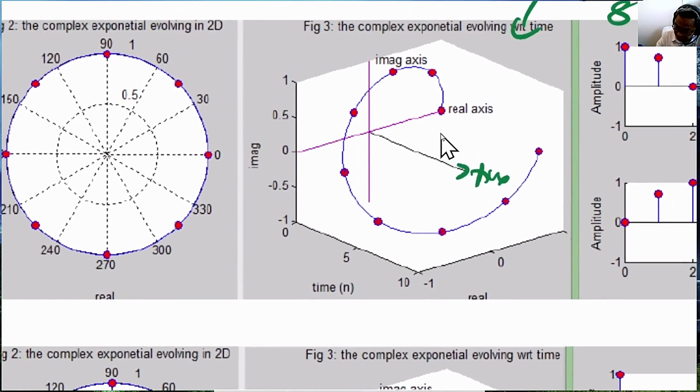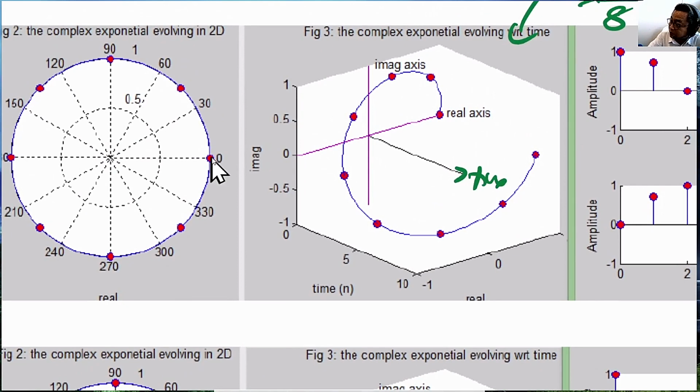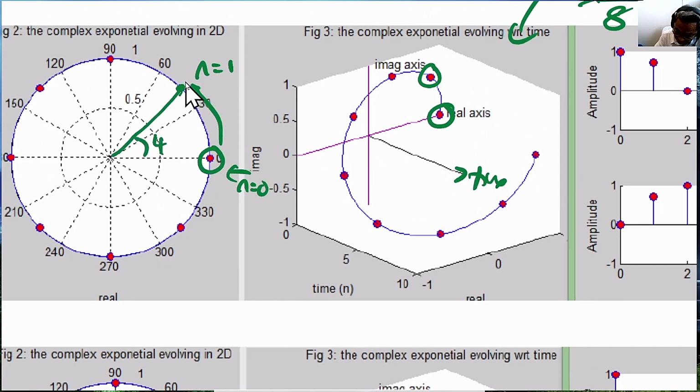Let's see if this is true. You can see that the first point here is time 0. And the second point, this is n equals to 1. This is n equals to 0. It moves by 45 degrees, or pi over 4 radian.